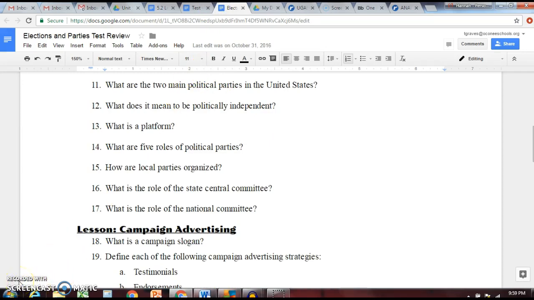What is the role of the National Committee? The role of the National Committee is really to organize a national convention like we talked about that they had this past July, where you will elect the party's nominee. So back in July, the Republican National Committee put together the Republican National Convention. A convention is a big meeting of all the important people in that political party. And at the Republican National Convention, they selected Donald Trump as the Republican nominee to run for president.